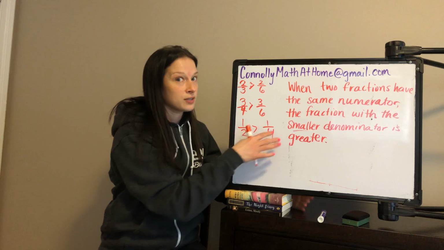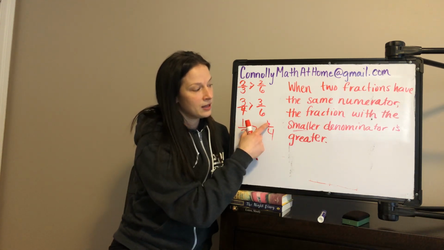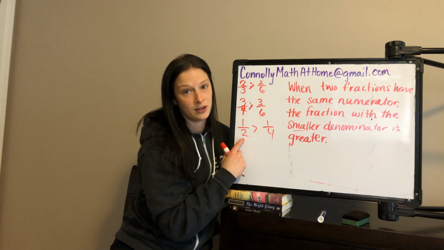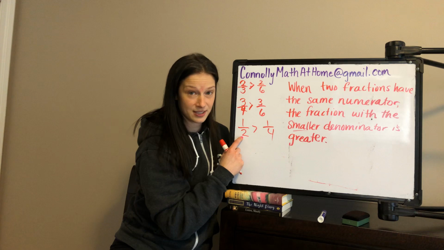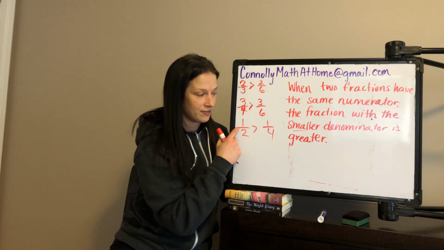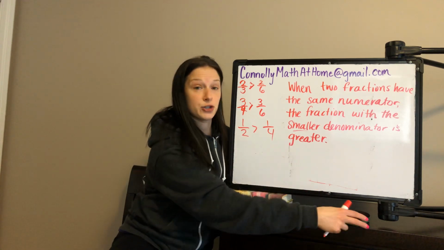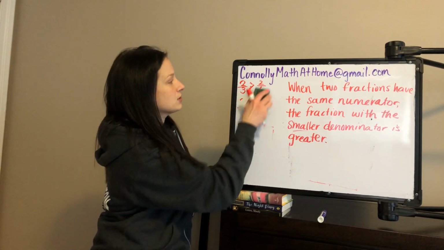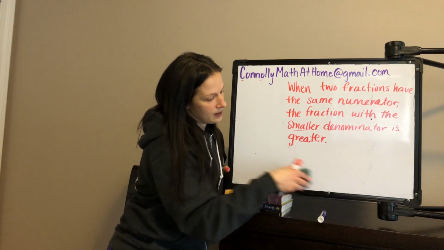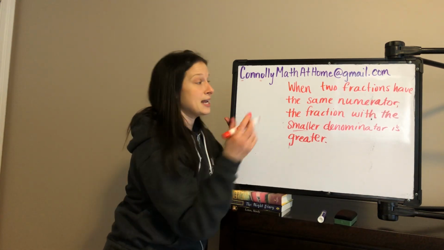Okay? We see it really clearly down here. When 2 fractions have the same numerator, the fraction with the smaller denominator is greater. So halves are bigger pieces than fourths. So 1/2 is greater than 1/4. And let's just make sure our conjecture is going to work every single time. Okay, so I'm going to give you 2 more examples and we'll make sure it works. So, fractions with the same numerator.